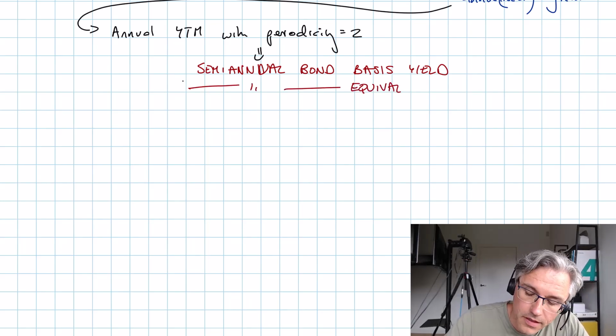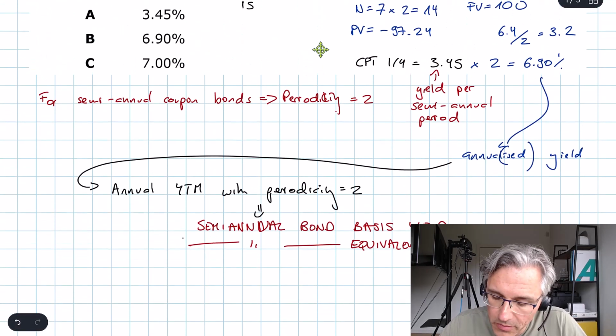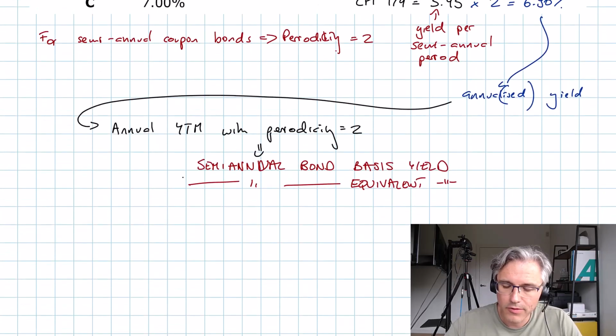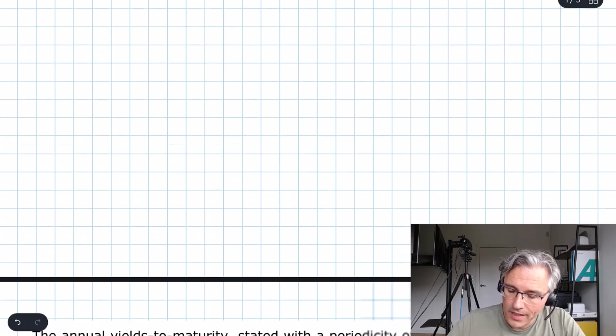Please be aware of these names. Your book does stress them as being quite important, to understand what they mean by this. So it's a yield where you take the yield. It's an annual yield which you compute by taking what you computed for a 6-month period, the semi-annual yield, and multiplying that by 2. Right, that's the first question.